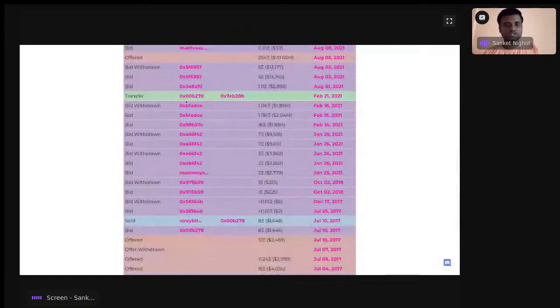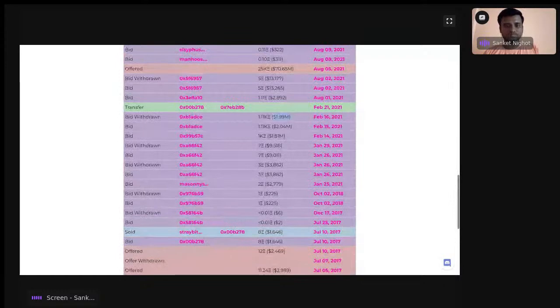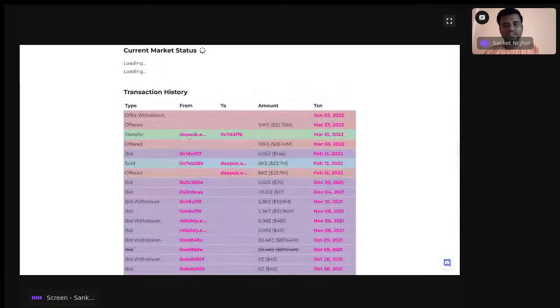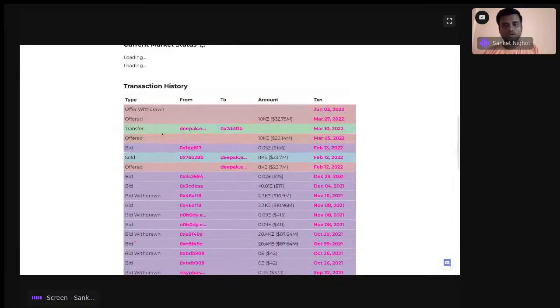If you see the latest one, the transfer was done from this address to this address, and the amount is not listed here. It was done on March 10th. I think he offered $26 million, and after the offer it was transferred. Then he offered again, and now he is the owner. Yeah, you can see here, sold.